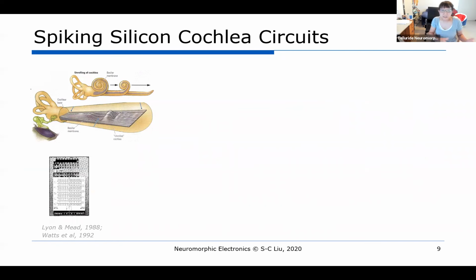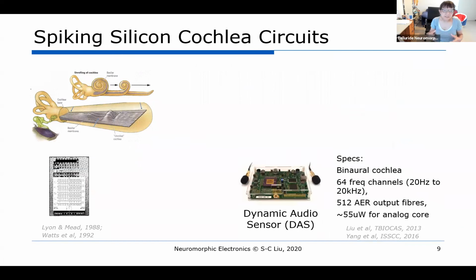Okay, now the spiking silicon cochlea also has its own history. The very first electronic model of the cochlea was done by Dick Lyon and Carver Mead back in the 80s. The cochlea that I show here with the layout is from the 480 tap, or 480 channel, cochlea. The most current cochlea system is called the dynamic audio sensor. It's a binaural cochlea with only 64 frequency channels from 20 hertz to 20 kilohertz. It also has an asynchronous output called AER, which I'll talk about in a couple of slides. And it dissipates very little power, only about 55 microwatts.